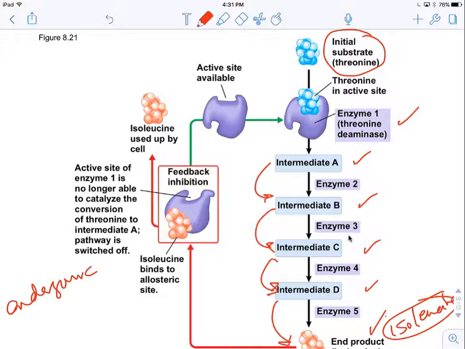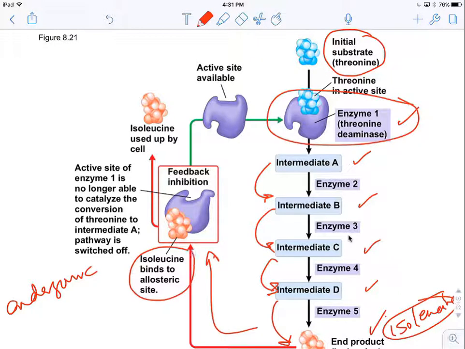So when isoleucine builds up, it feeds back into the pathway at enzyme 1. Isoleucine is an allosteric inhibitor. It binds to the allosteric site away from the active site, and it causes the active site to change shape, so it no longer works. This will shut down the pathway, so the enzyme can no longer function in the first step.